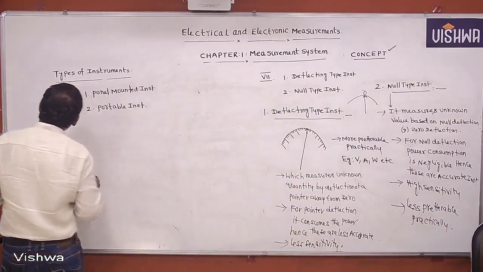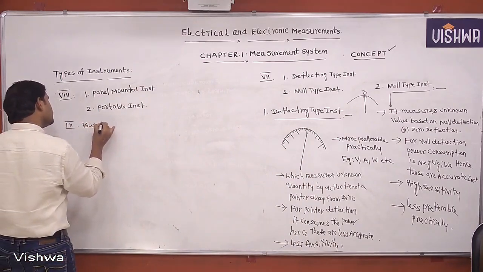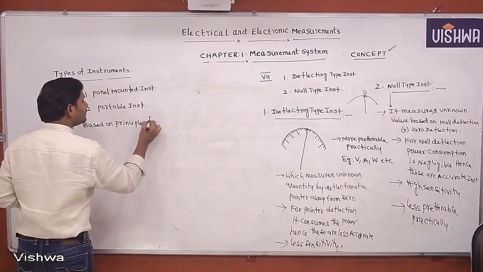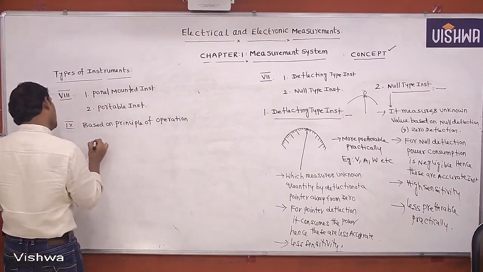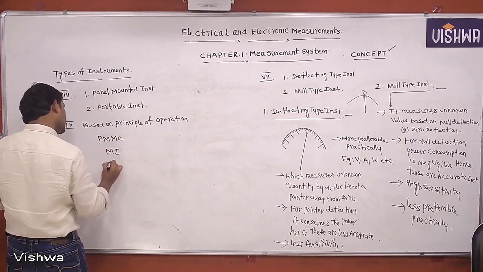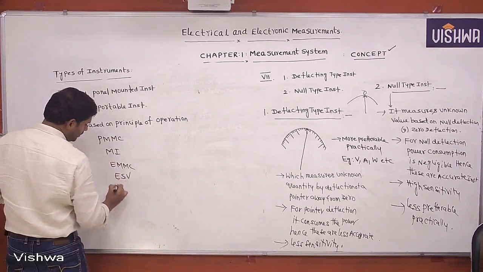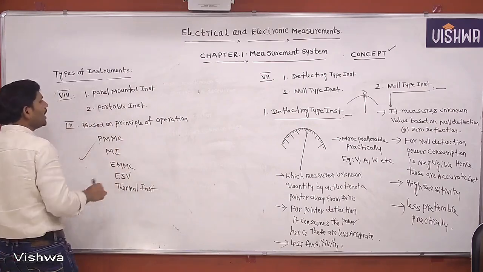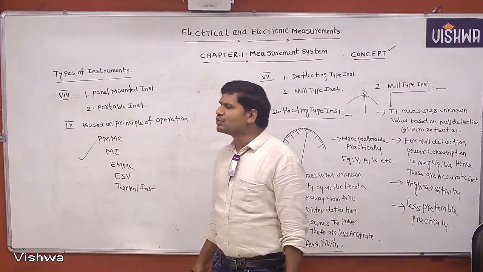The last classification, the 9th classification of instruments, is based on principle of operation. The instruments are classified into PMMC, permanent magnet moving coil instrument, MI instrument, EMMC instrument, electrostatic voltmeter, thermal instrument, like this. This is given based on principle of operation. In detail about those instruments, later on we will see. Okay, these are the different types of instruments we are using.